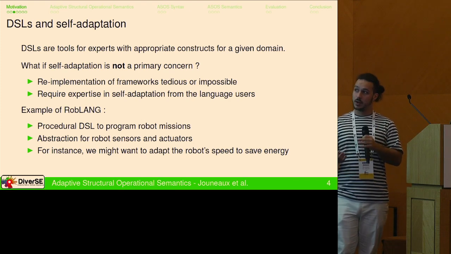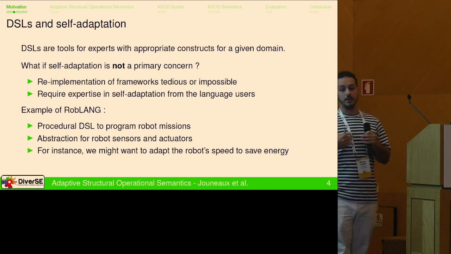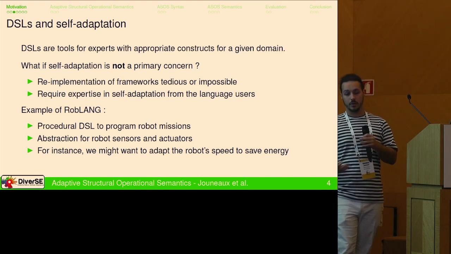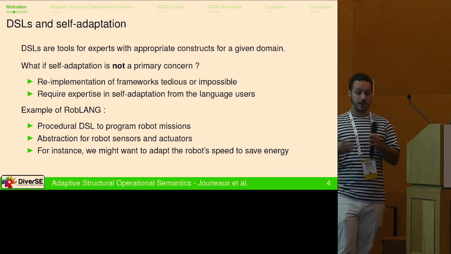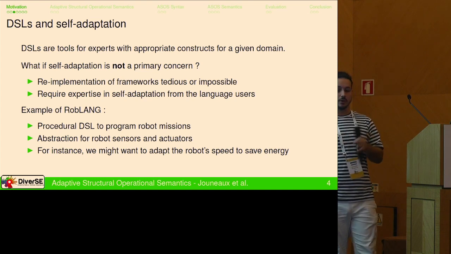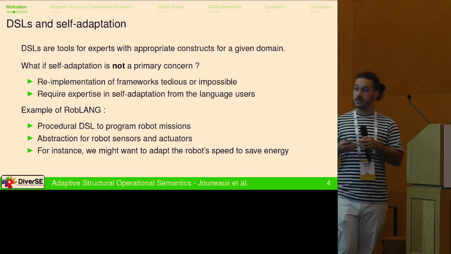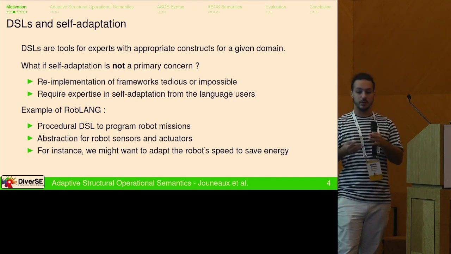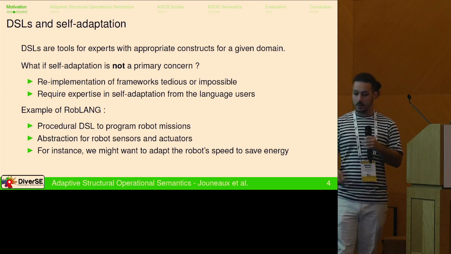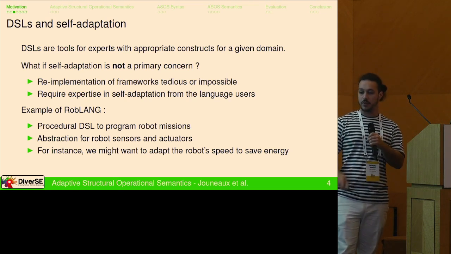As an example, I will talk about a small language named RobLANG, which is a procedural DSL to program robot missions, which provides abstractions for robot sensors and actuators. And for instance, in this kind of DSL, what we might want to do is adapt, for example, the robot speed to save energy. It's a classical trade-off that we may want to perform.